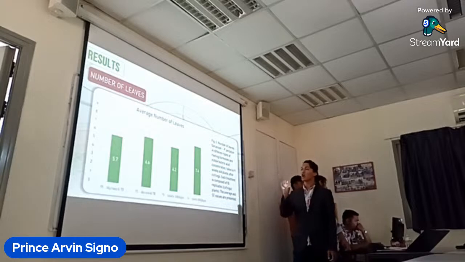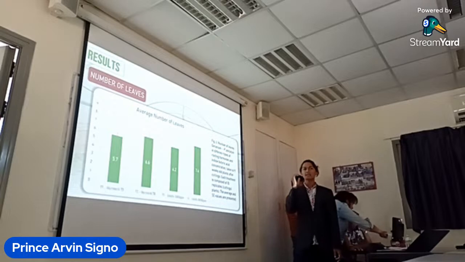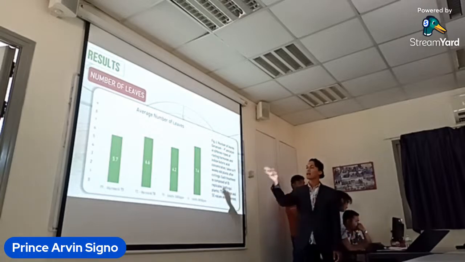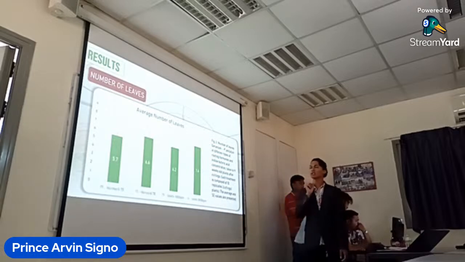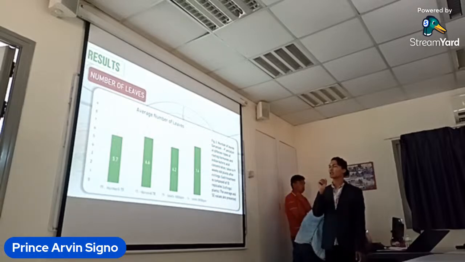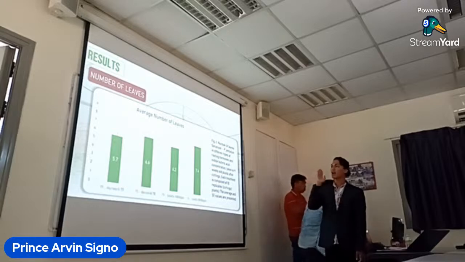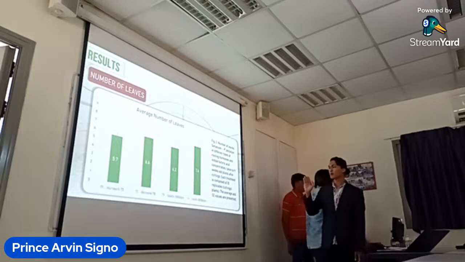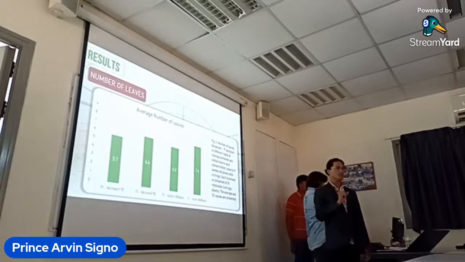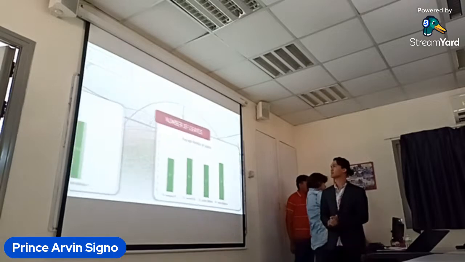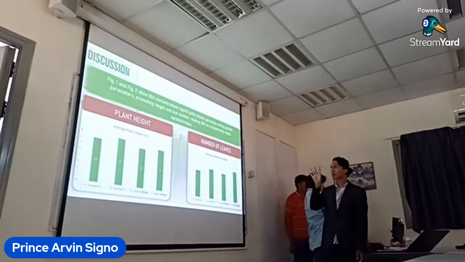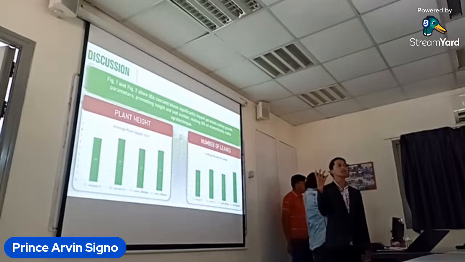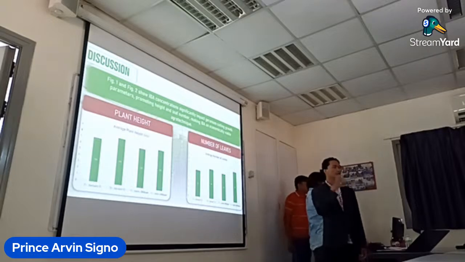On the other hand, only T2 or hormonal T8 has an insignificant difference with T4, because T2, hormonal T8 with 0.8% indole butyric acid, had an average number of leaves of 6.6, and 7.4 for treatment 4. Next. This data of plant height and number of leaves was taken 9 weeks after cuttings.